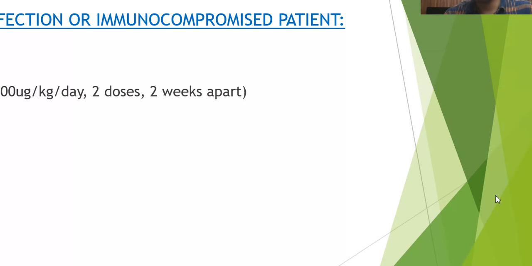There are some patients who have severe infection and severe symptoms, or there are certain patients who are immunocompromised. So in that case, we can use oral ivermectin for the relief of severe symptoms or in patients who are immunocompromised. There are two doses with 200 micrograms per kg per day, the first dose, and the second dose is 2 weeks after the first dose to relieve the severe symptoms.